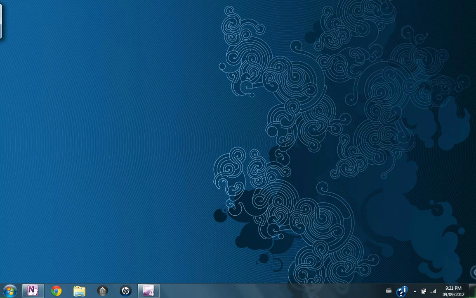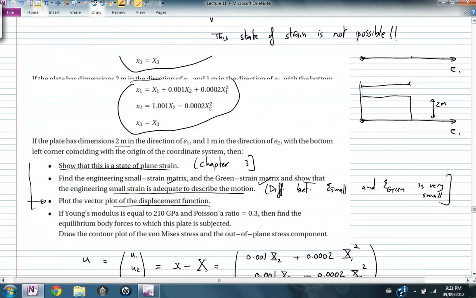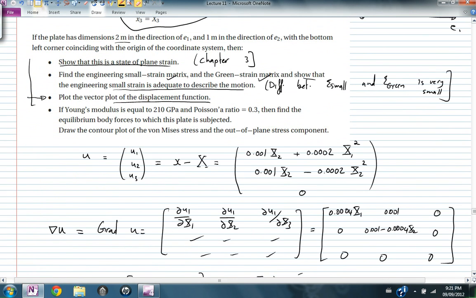Given the strain, given the deformation, and given Young's modulus and Poisson's ratio, and assuming it's linear, elastic, isotropic materials, we need to find the equilibrium body forces. To find the equilibrium body forces, we need to find the stresses first. What are the stresses? After finding the stresses, we can use the equilibrium equation to find the body forces, and then from the stresses we can find the von Mises stress and the out of plane stress components.